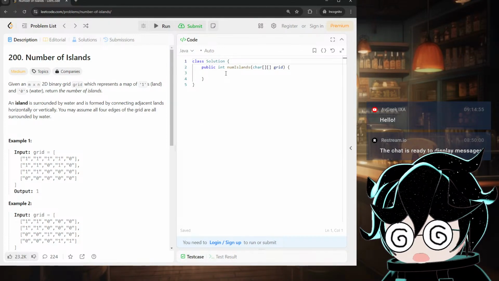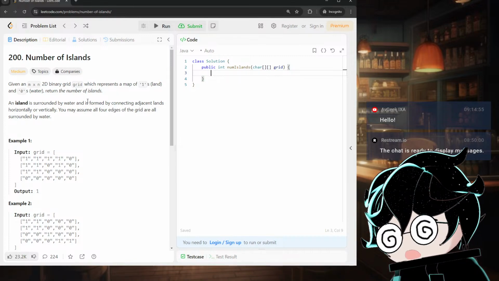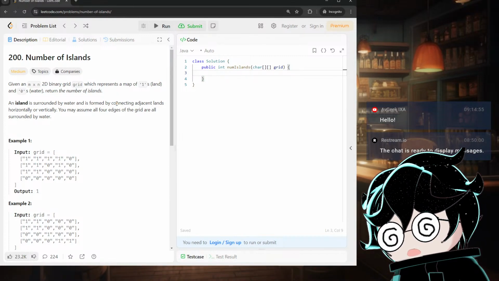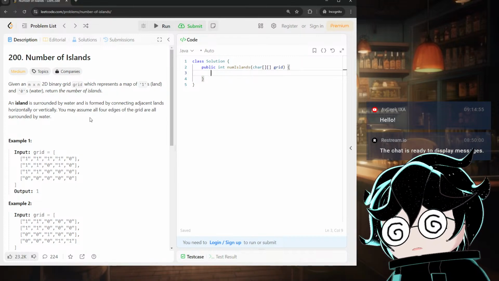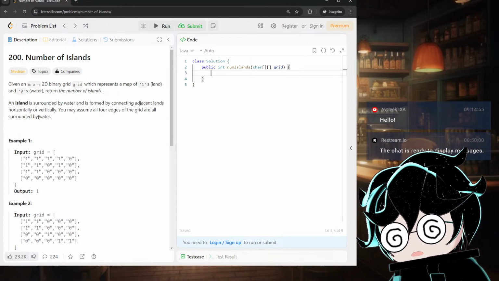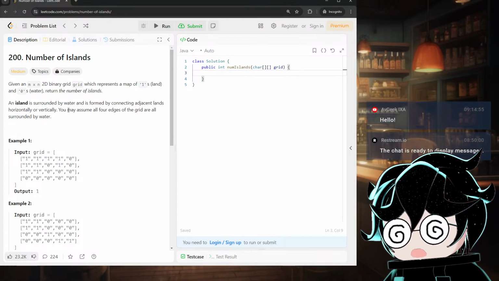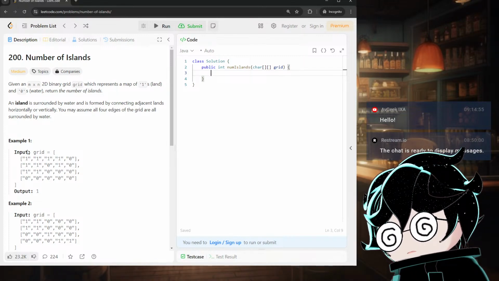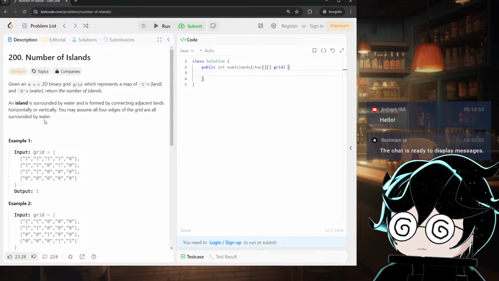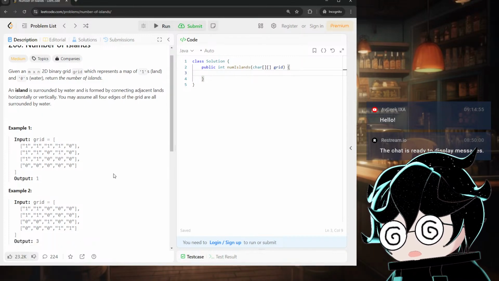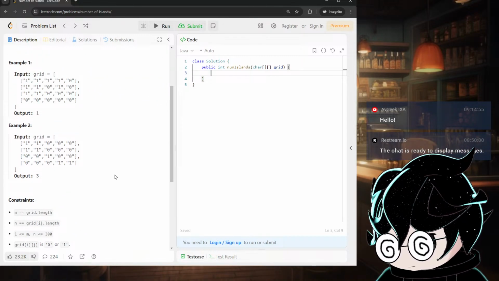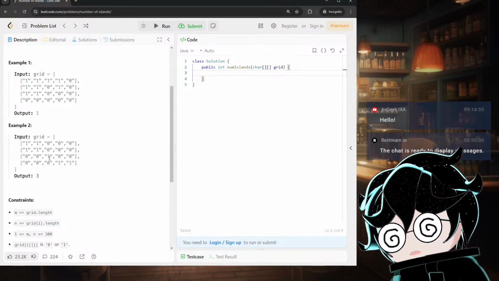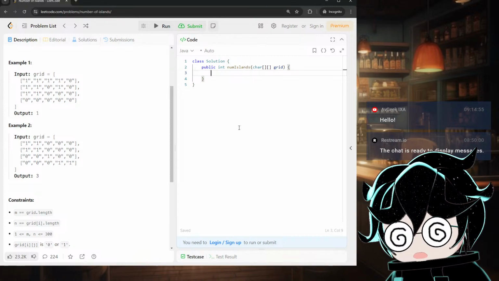Okay, number of islands. Given an m by n 2D binary matrix grid, which represents a map of 1's land and 0's water, return the number of islands. An island is surrounded by water and is formed by connecting adjacent lands horizontally or vertically, so not diagonally. You may assume all 4 edges of the grid are surrounded by water. So diagonals don't count. So it's 1, 2, 3, okay.